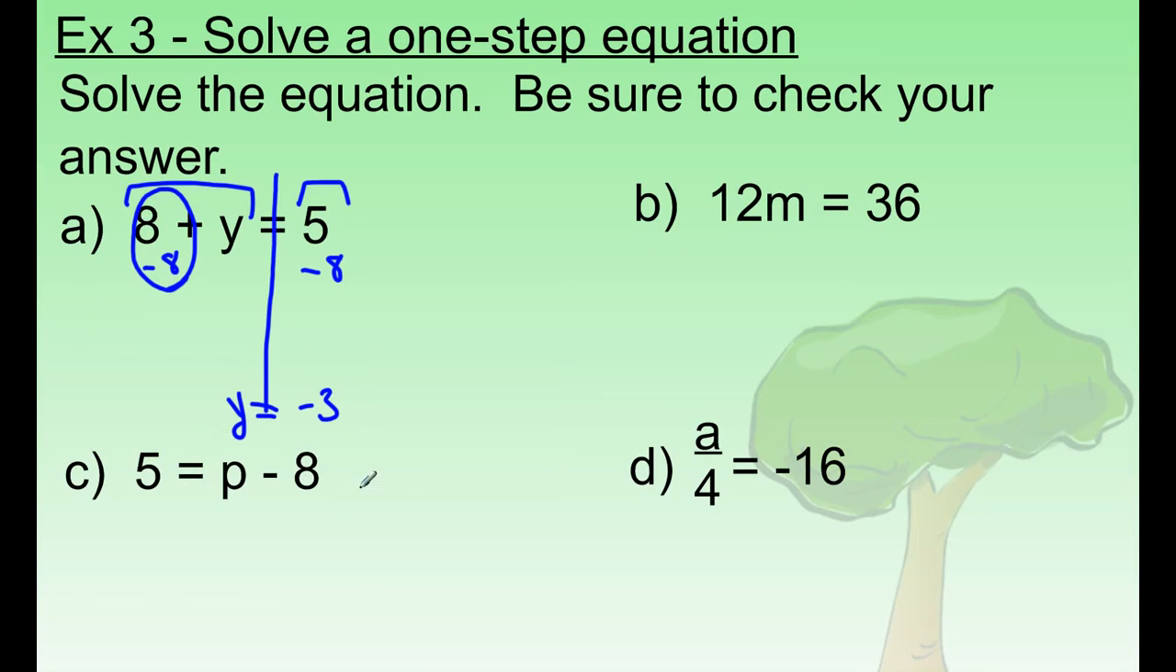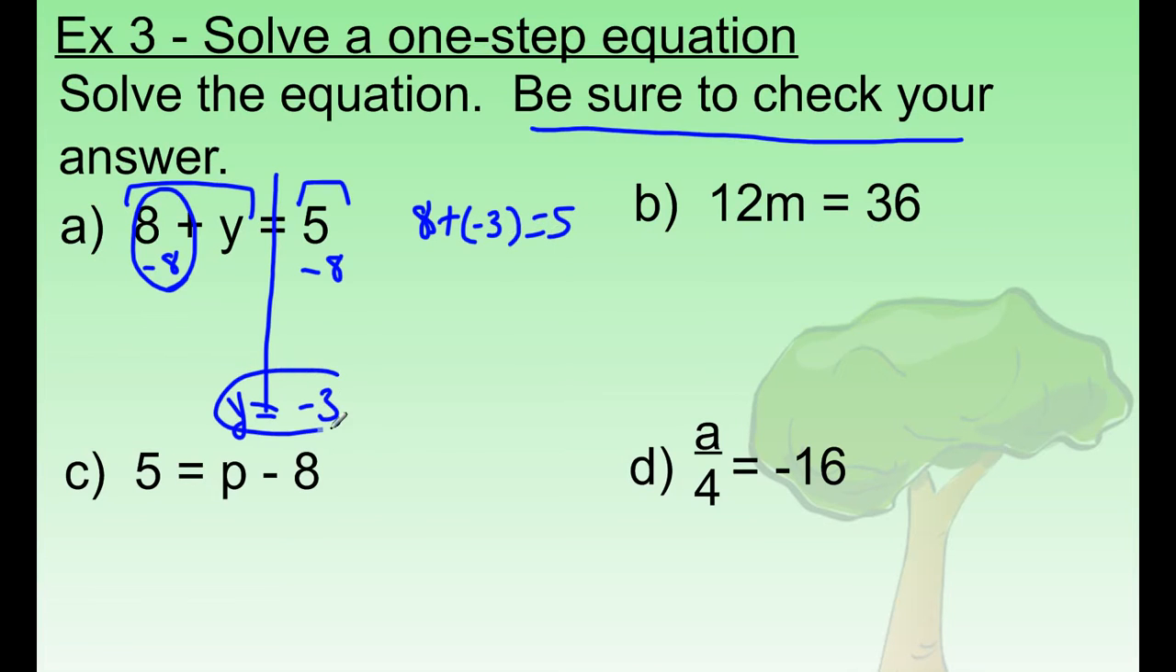So I think this is the solution to our equation. Now the directions also say be sure to check your answer. So let's check it. If I have 8 plus negative 3 equals 5, I plugged in what I think the solution is in for the y. So 8 plus negative 3 is 5.